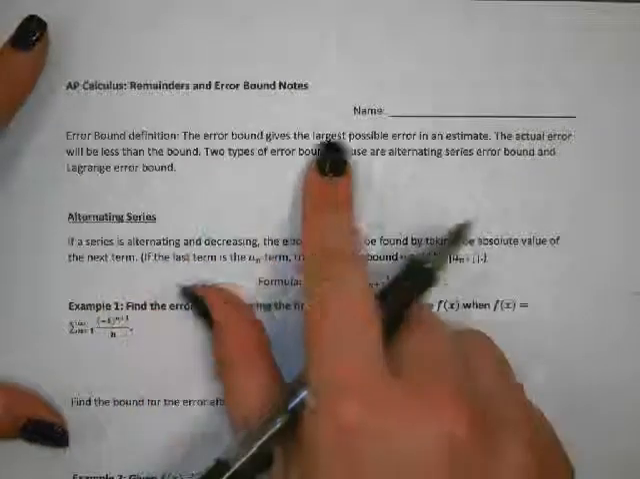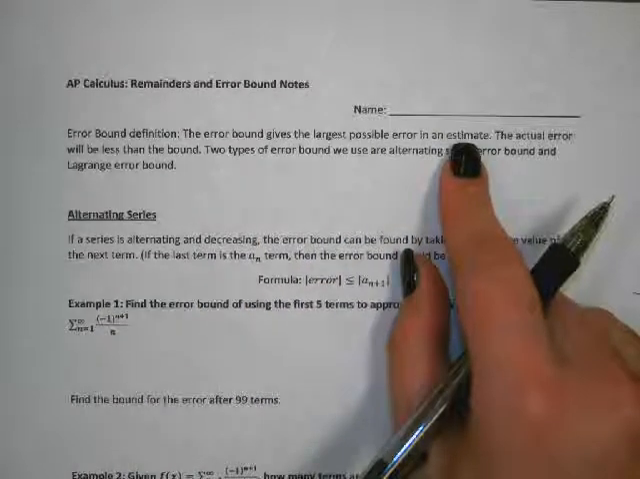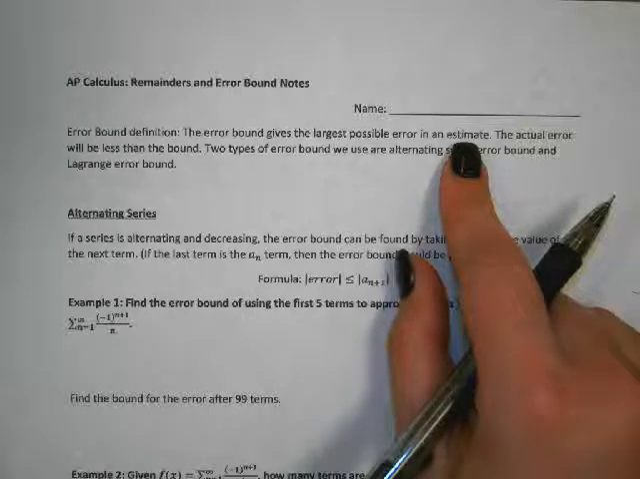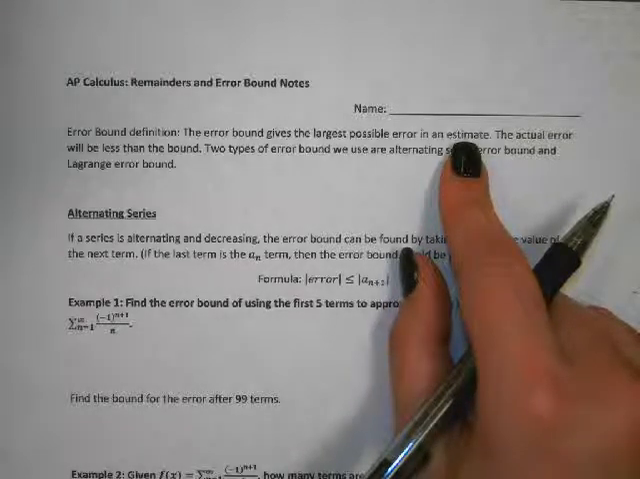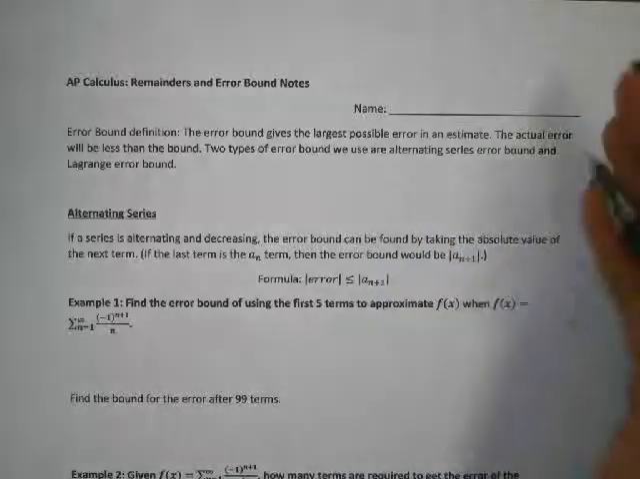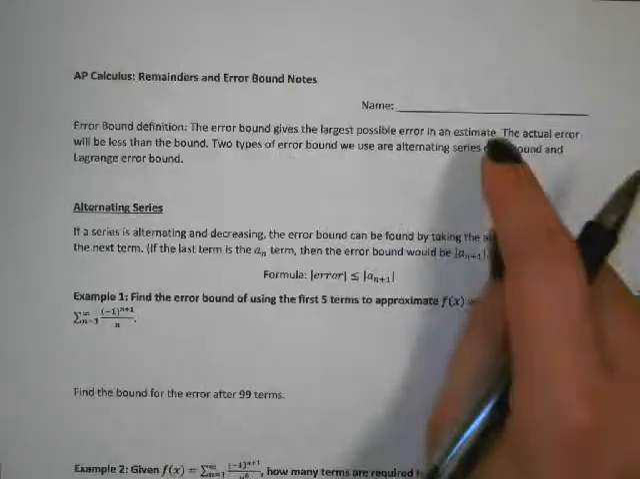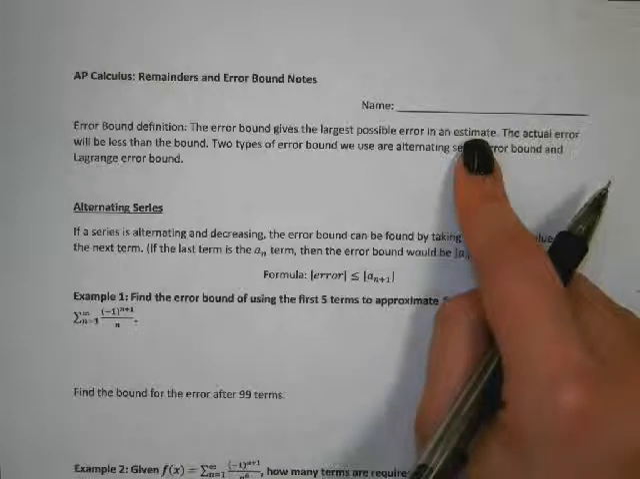The error bound gives the largest possible error in an estimate. So we've been using these different series to approximate things. Like if I wanted to find sine of 2, I could either plug it in my calculator and get the exact answer, or if I didn't have that ability, I could look at the Maclaurin polynomial or the Taylor polynomial and take it out to a certain number of terms and plug in 2. But when I plug in 2, that answer is not perfectly accurate. So depending on how many terms I found, or if I did something centered at 0, or at 1.9, or at 1, it would make a difference to how accurate my answer was.